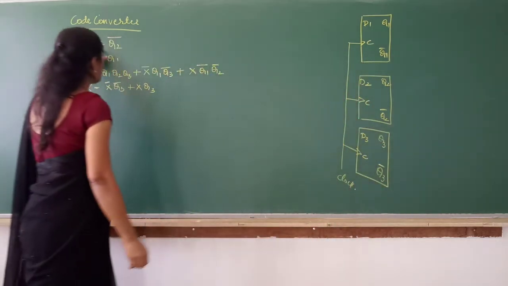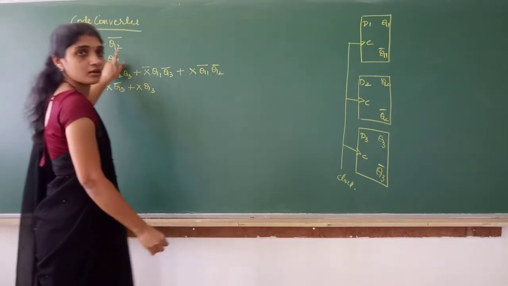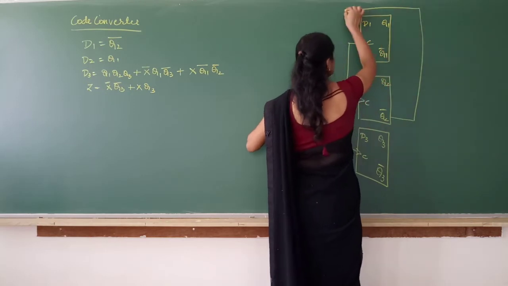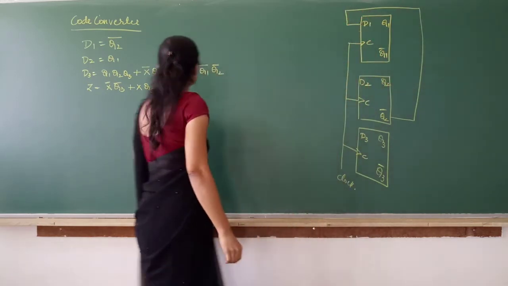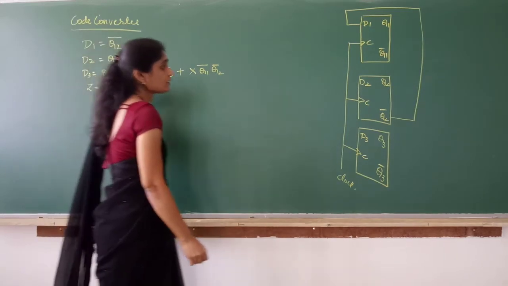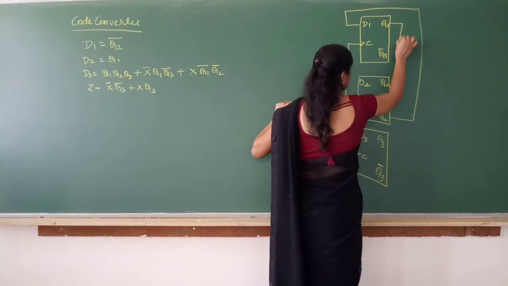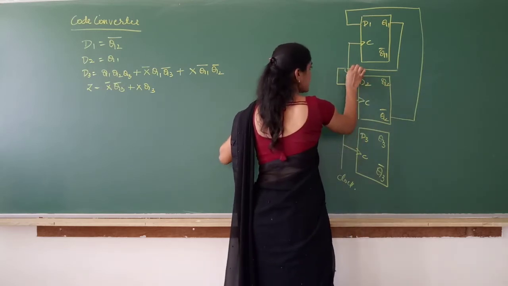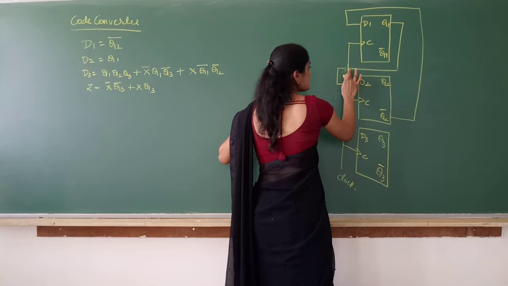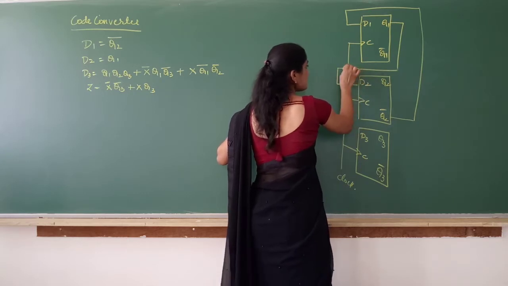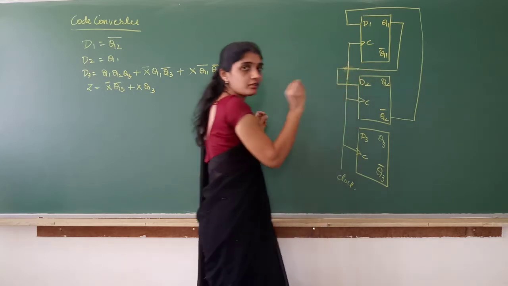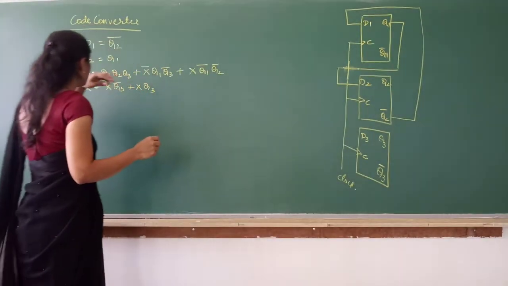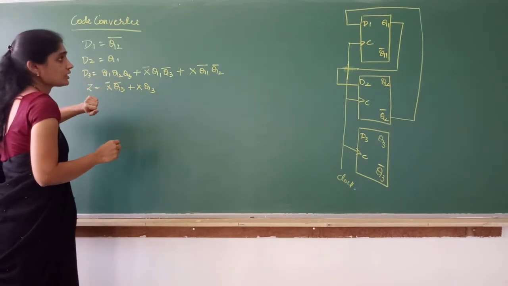So what is D1? D1 is Q2 bar. And what is D2? D2 is Q1. You can make a connection like this, and wherever there is a connection, we write a dot. And D3 is what? Q1 Q2 Q3.